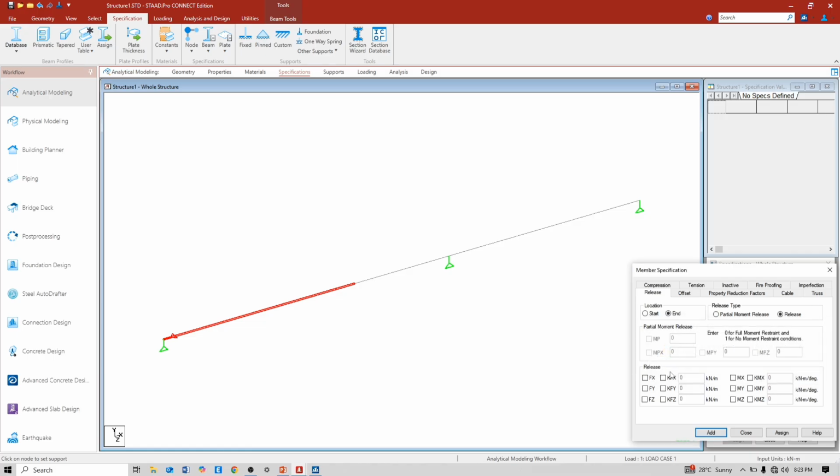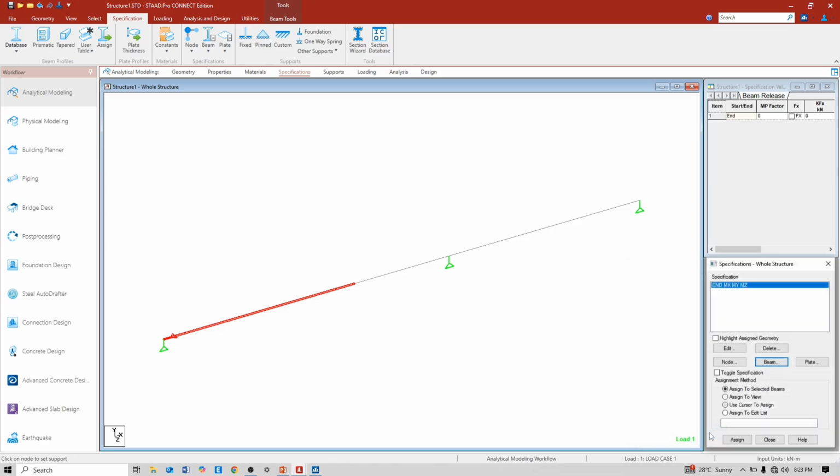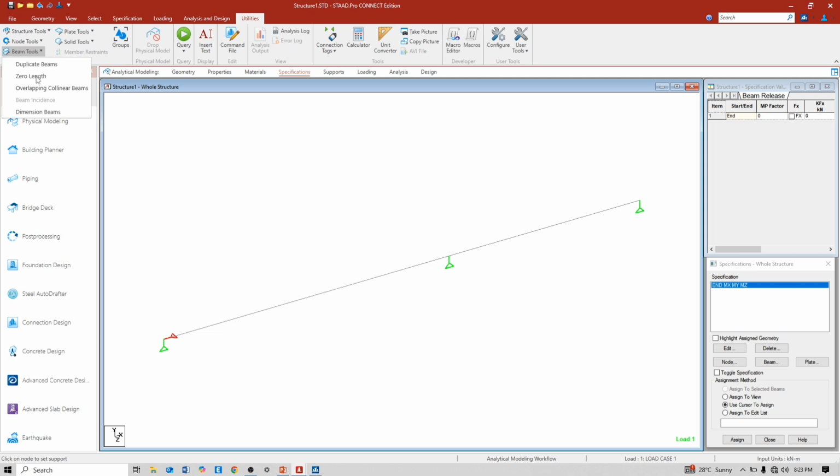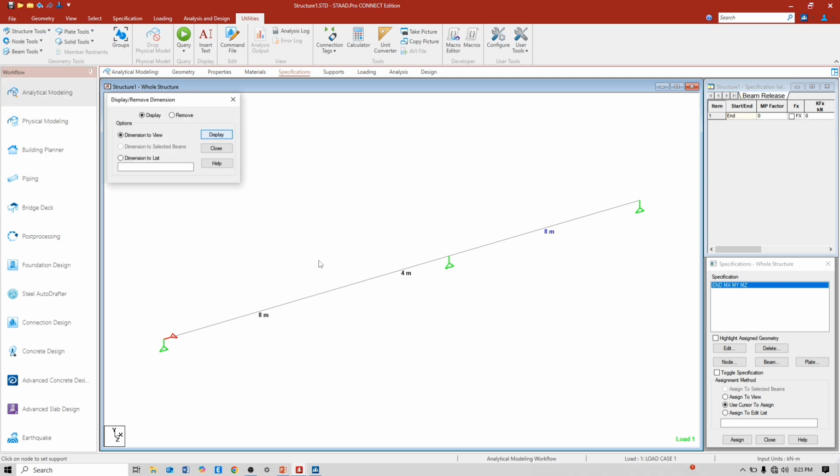Release is movement C. MX, MY, MZ release. And now select this also. See dimension being display dimension. So see here and display node also, Shift K.